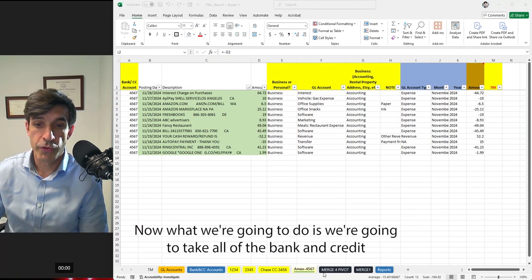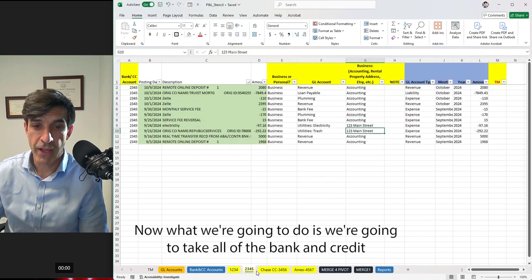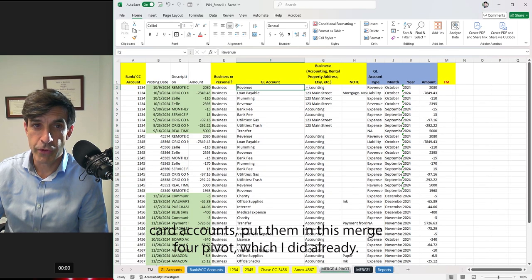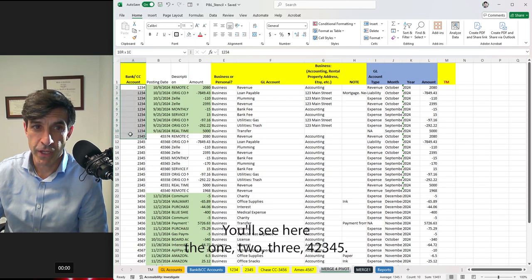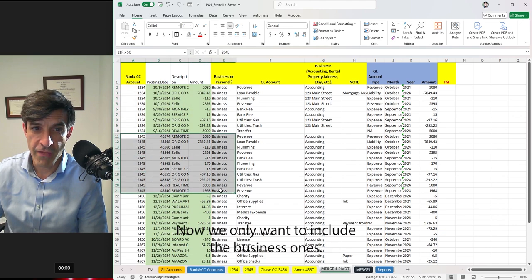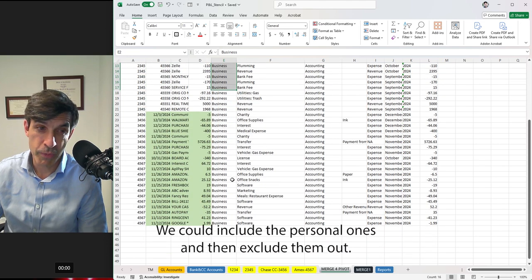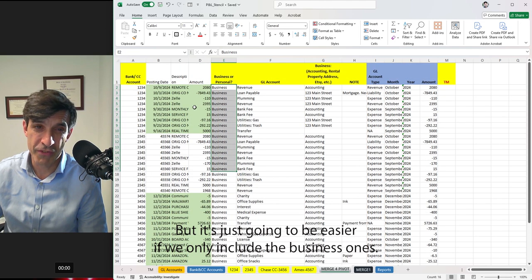Now what we're going to do is take all of the bank and credit card accounts and put them in this merge for pivot, which I did already. You'll see here the 1, 2, 3, 4, 2, 3, 4, 5. Now we only want to include the business ones. We could include the personal ones and then exclude them out, but it's going to be easier if we only include the business ones.